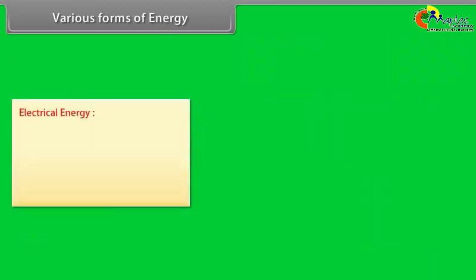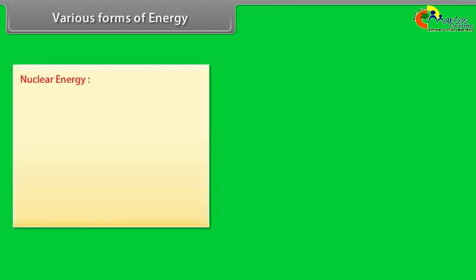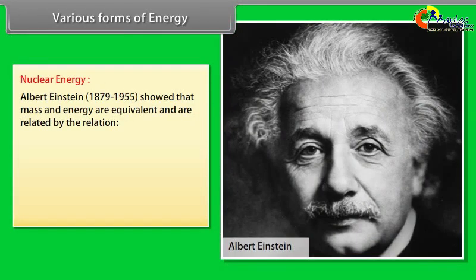Electrical energy. Electric charges and currents attract or repel each other. Thus, work needs to be done in general to move them with respect to one another. The energy associated with this work is called electrical energy. Nuclear energy. Albert Einstein, 1879 to 1955, showed that mass and energy are equivalent and are related by the relation E = mc², where c is the speed of light in vacuum.